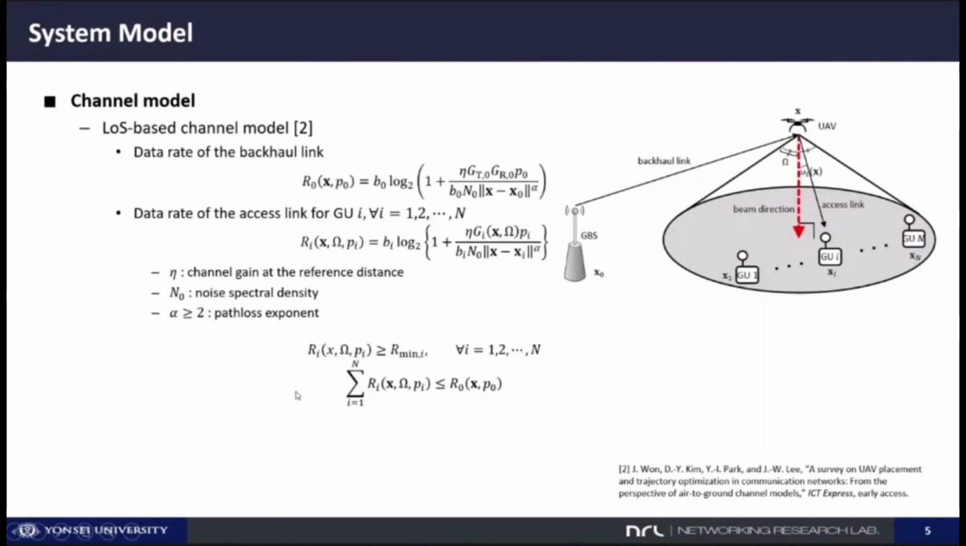And there are two constraints about data rate. First is each ground user requires a minimum data rate, R min I. So each Ri should be greater than or equal to R min I. And the second constraint means the causality constraint. The sum of the data rate of the access link cannot exceed the data rate of the backhaul link.